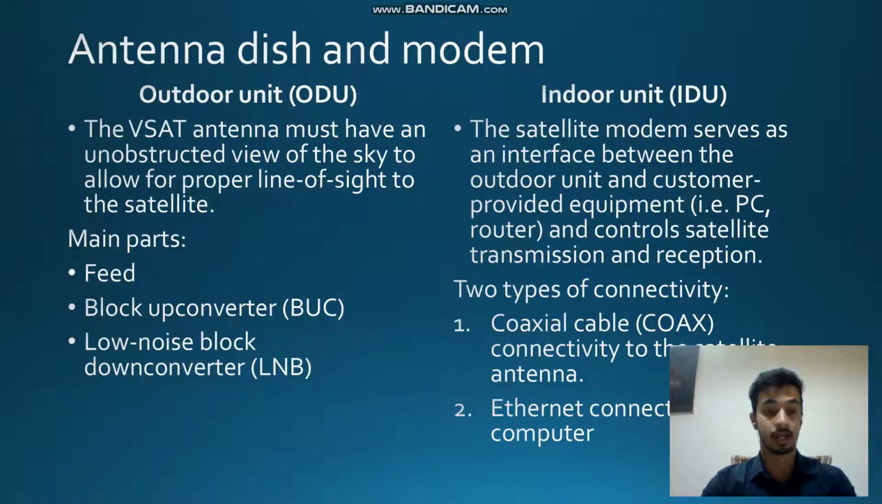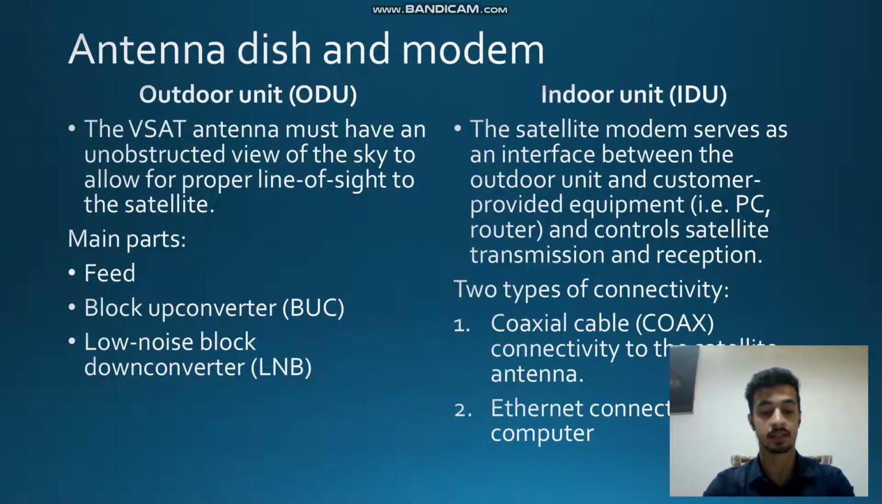Finally, we have the antenna dish and modem, which is further divided into the outdoor unit and the indoor unit. The outdoor unit consists of the antenna, which must have an unobstructed view of the sky to allow for proper line of sight to the satellite. The main parts include the feed, which includes the feed horn that has the task of focusing the satellite microwave signals across the surface of the dish reflector.